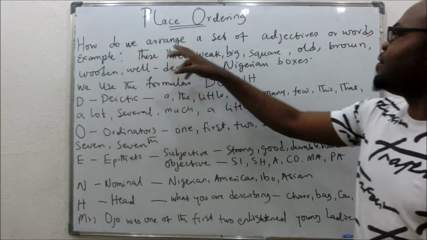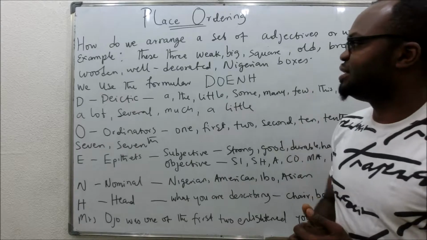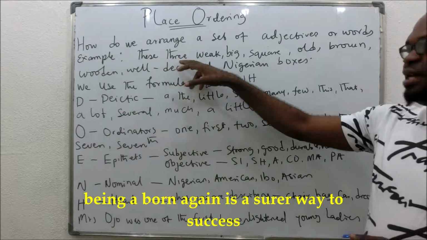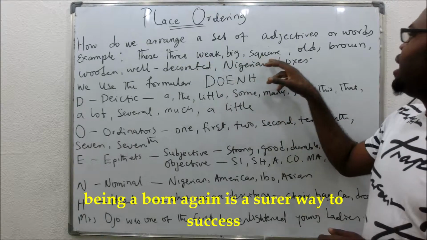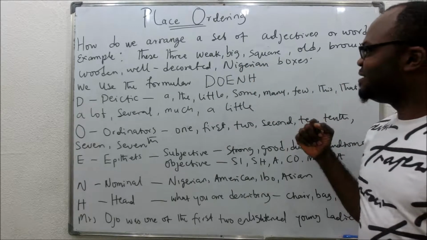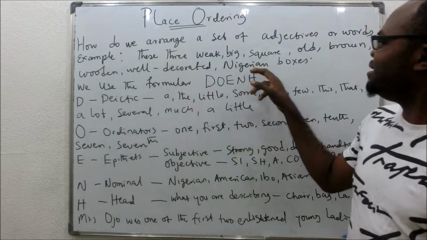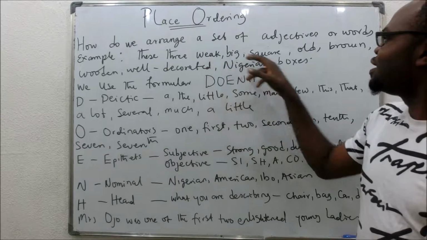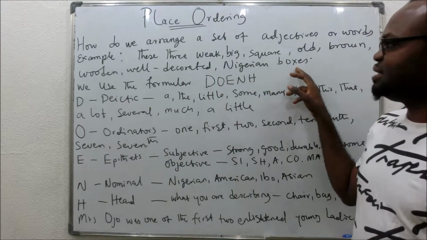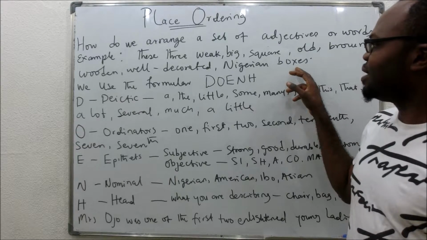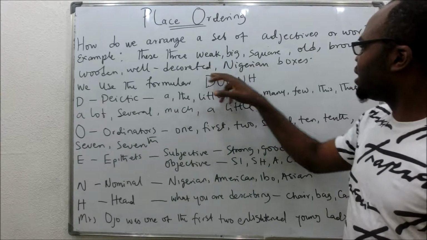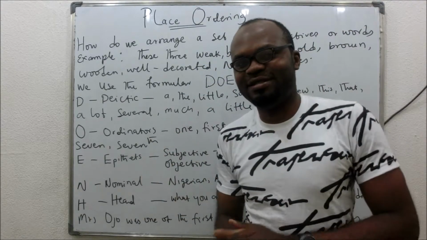So, how do we arrange a set of adjectives or words? Example, when we have words like these: three weak, big, square, old, brown, wooden, well-decorated Nigerian boxes. How do you put it? Do you say these Nigerian, weak, square, big, well-decorated boxes? Or do you say these square, old, weak, well-decorated? How do you mix? How do you put it?